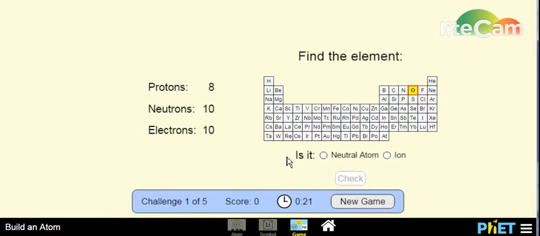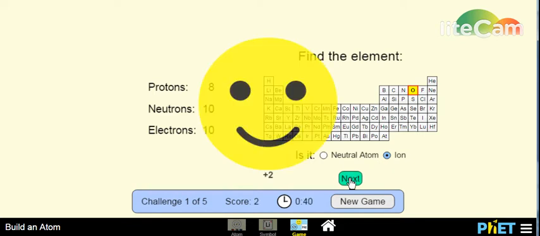But now it's asking me to tell it, is this a neutral atom or an ion? Well, do the protons and electrons match? They don't, so this will have an electric charge. It's an ion. Click check to see if you're right, and we are.